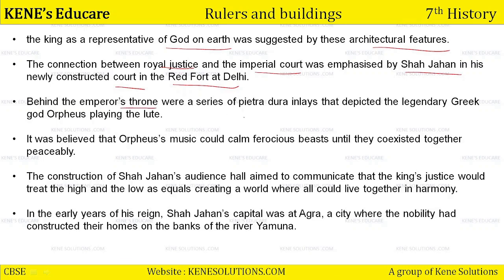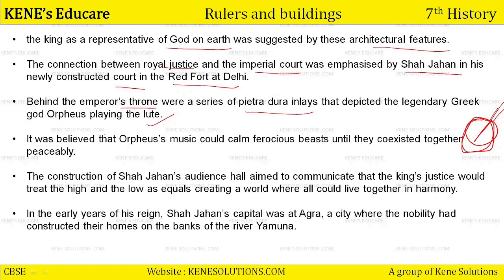Behind the emperor's throne was a series of Pietra Dura inlays that depicted the legendary Greek god Orpheus playing the lute. लूट एक ऐसा इंस्ट्रूमेंट होता है which looks like a very small version of a guitar, actually not a guitar but a very small version of it, and it has this circular form over here from which you play the strings. Okay, so Pietra Dura inlays were there on the emperor's throne, and in those inlays it was depicted that the Greek god Orpheus is playing the lute.